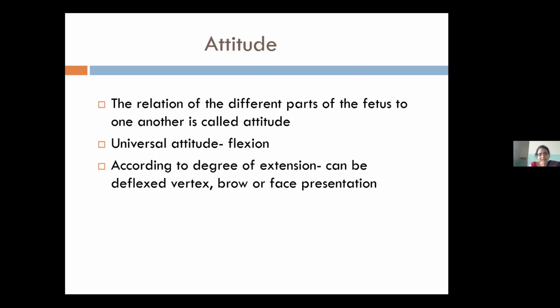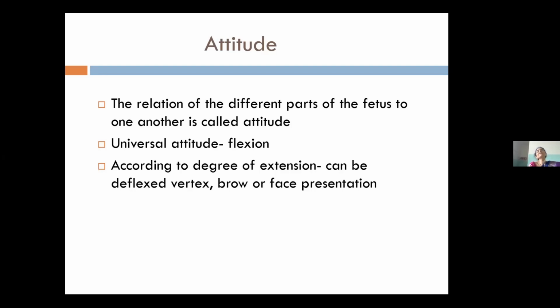Slight deflection is called a deflexed vertex, where the occipitofrontal is the presenting diameter. A brow is a slightly more deflection, or a slight extension. So here the diameter is mentovertical. It is 13 centimeters and it is unfavorable, or normal delivery cannot occur.